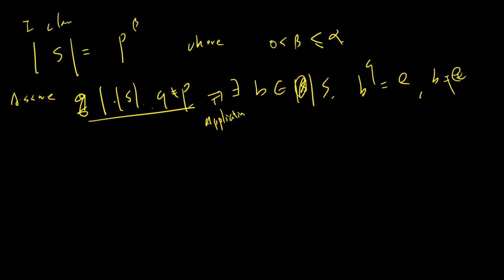Let's call it C, just for my notation. So you get C in the group S, with C to the Q equal to identity, and C not the same as identity. But we know that C to the P to the N is identity, by definition. But we know that P to the N and Q are relatively prime.